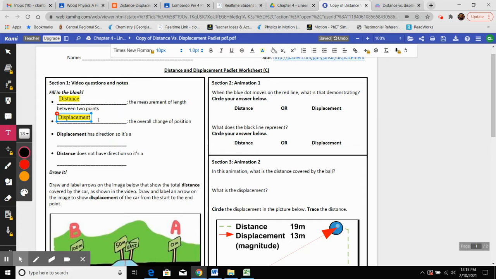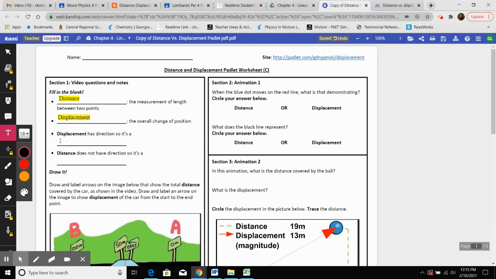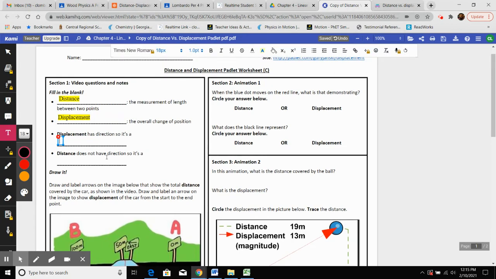So displacement is really how far you are from where you started and then in what direction, like north, south, east, west, positive or negative, left, right, up, down. Now, displacement is a vector, so that is why it needs that direction. Distance is not. Distance is a scalar quantity.